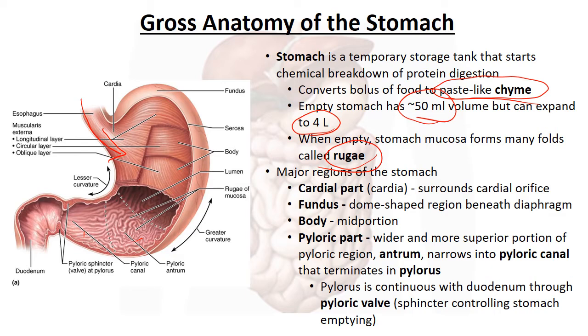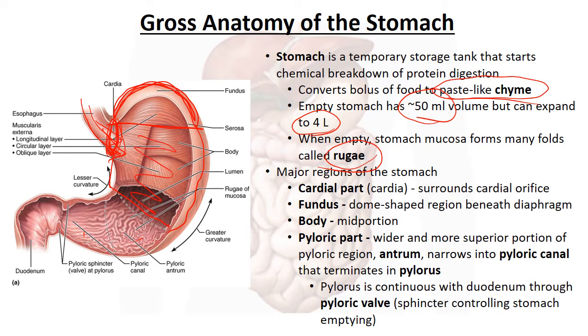Okay, let's look at the major regions of the stomach. At the top right here near the gastroesophageal junction on the stomach side, it's called the cardia. The fundus is this little elevated portion up here. Notice it is elevated above the level of where the esophagus comes into the stomach. Then below the fundus, you have the primary portion of the stomach, which is the body.